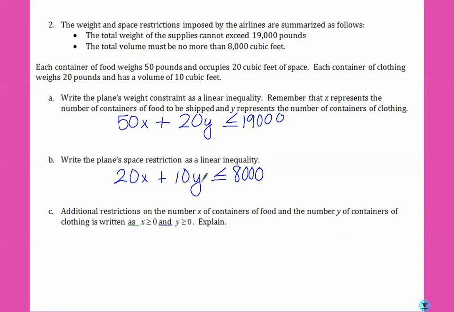All right. Additional restrictions on the number X of food containers and the number Y of containers of clothing are written as X has to be greater than or equal to 0 and Y has to be greater than or equal to 0. Why? Why do we have these restrictions? We talked about it a little bit when we did the restaurant problem. We were figuring out how many people were going to order beef and how many are going to order chicken. Right, we can't have a negative number of containers.